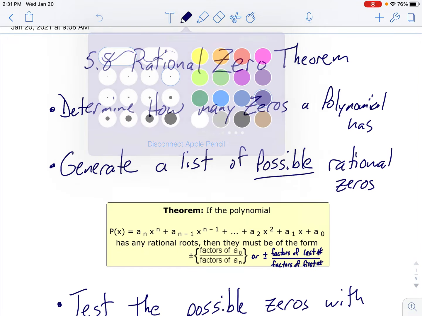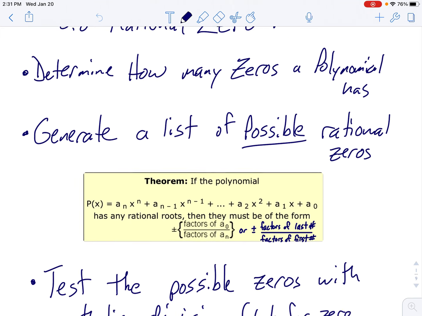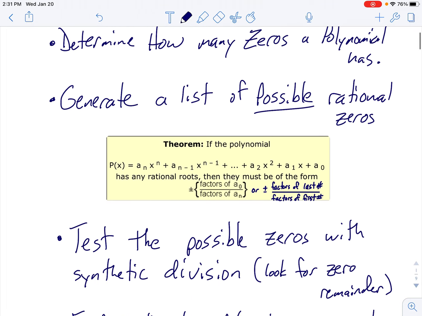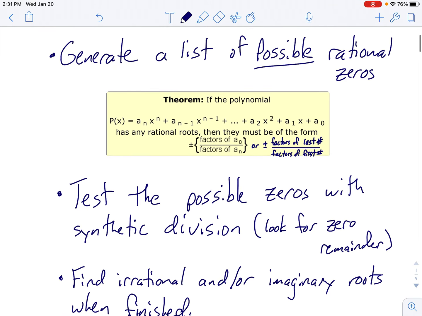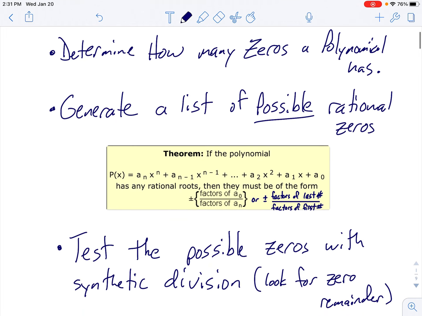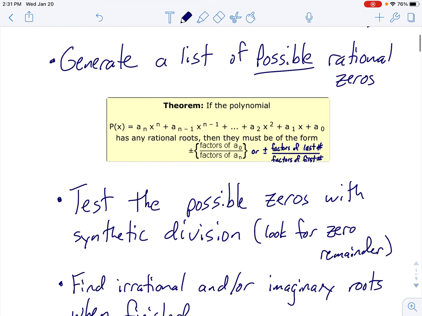Hello. So, everybody, we are going to do our last lesson for Unit 5.8, called the Rational Zero Theorem. We are going to determine how many zeros a polynomial has. This is actually something we've already done, so that's a real minor part of this. We're going to generate a list of possible zeros. So if we know that a polynomial has, let's say, 4 zeros, we're not going to know exactly what they are. We've got to figure out what they are, but there's a list that kind of clues us in on that.